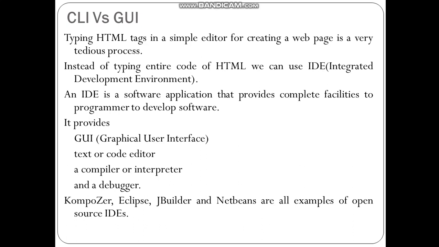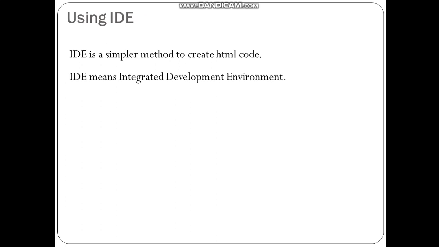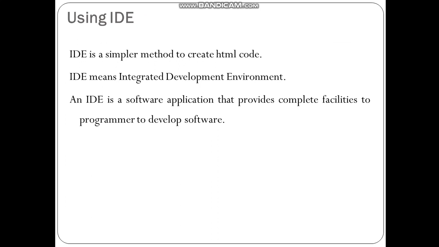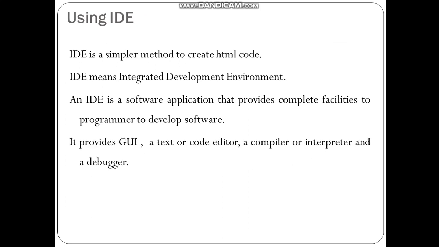Instead of that, we can write as if we are writing in Microsoft Word, and it converts it into HTML coding using IDE. IDE is a simpler method to create HTML code. IDE means Integrated Development Environment. An IDE is a software application that provides complete facility to a programmer to develop software. It provides GUI, text or code editor, compiler or interpreter, and debugger. All these we have seen.